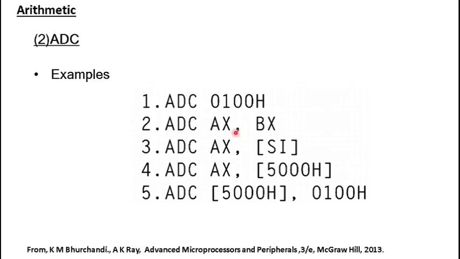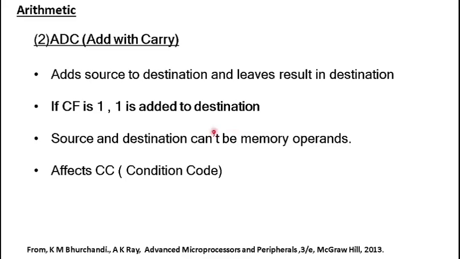Suppose this is your operation, that is ADC AX, BX. It will add the content of BX to AX, right? And it will check the carry flag. If the carry flag is 1, the result stored in AX will be incremented by 1. Okay, so as usual, all the restrictions for add apply to ADC, that is add with carry, also. So the restriction is both the operands can't be memory operands.